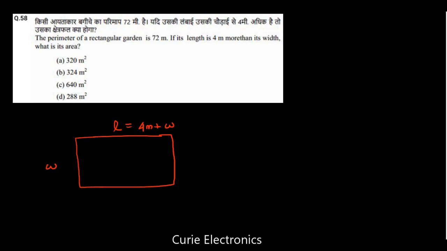The perimeter of a rectangular garden is 72 meters. If its length is 4 meters more than its width, what is its area? Area equals what? Length into width.